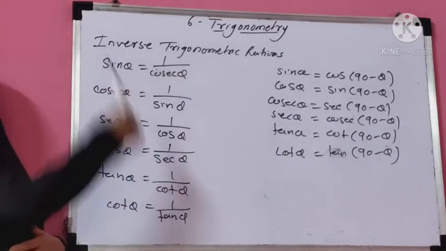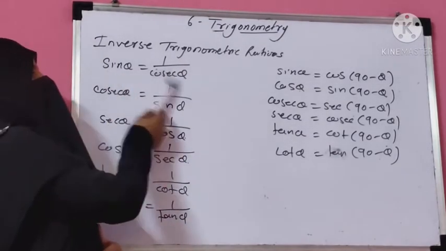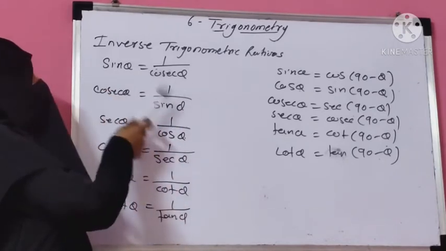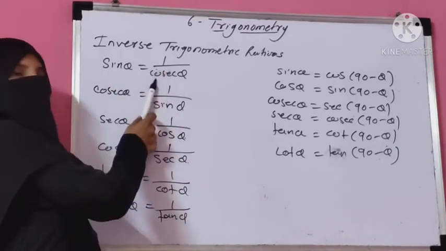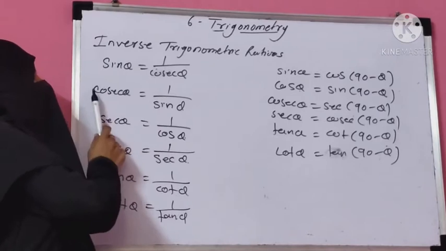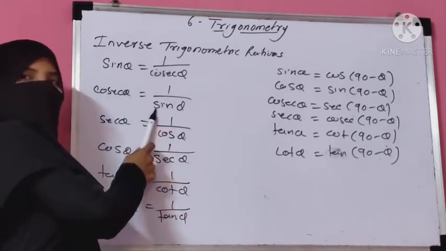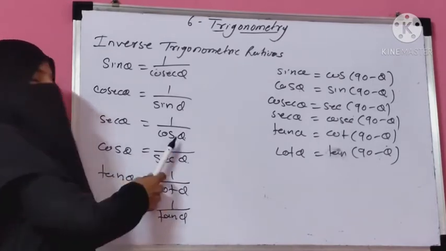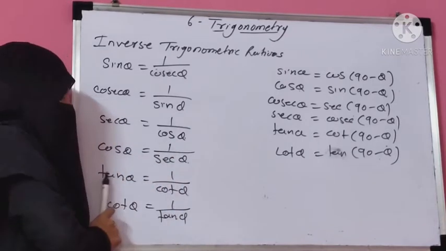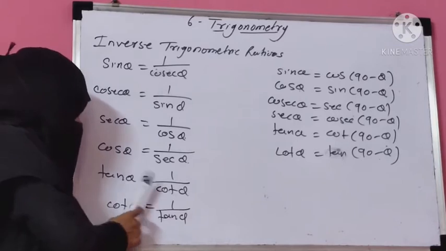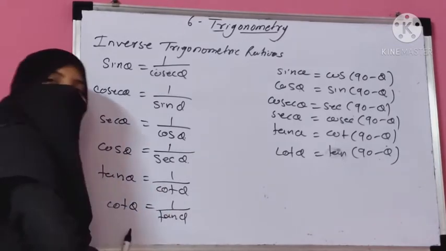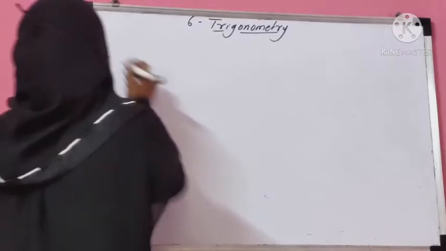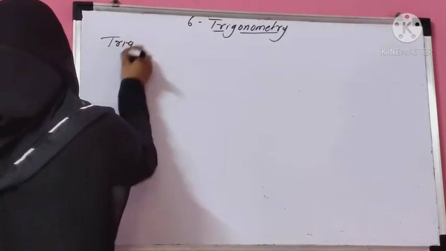And here the inverse relation: sin and cosec are related to each other inversely, because sin theta is 1 upon cosec theta, and cosec theta is equal to 1 upon sin theta. Sec theta is equal to 1 upon cos theta, and cos theta is 1 upon sec theta. Tan theta is equal to 1 upon cot theta and cot theta is equal to 1 upon tan theta. Okay. Next is trigonometric identities.